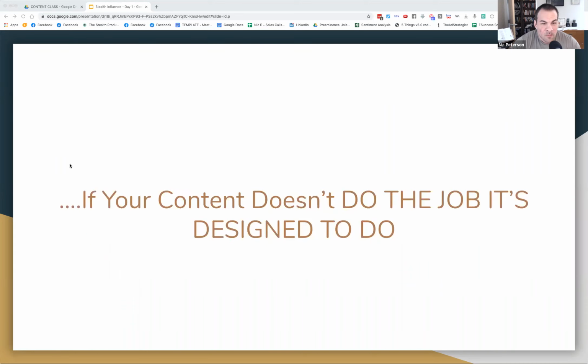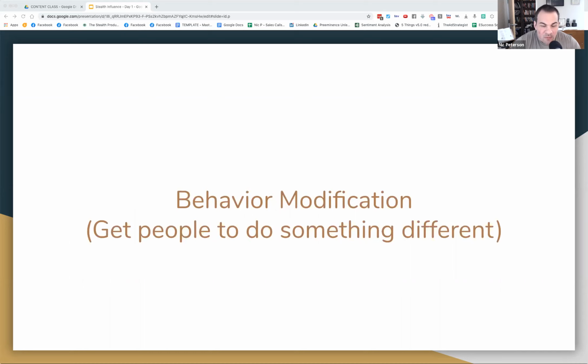Behavior modification. What is your content designed to do? It should be designed to modify the viewer or the reader or the listener's behavior. Get them to do something different. I'll tell you why that's important. If they do more of the same, they're not going to adopt your idea because it's not different. If it is more of the same, then they're not going to change. Like, if I already wear this kind of t-shirt and I like it, there's no reason to change to another kind of t-shirt that's the same, right?